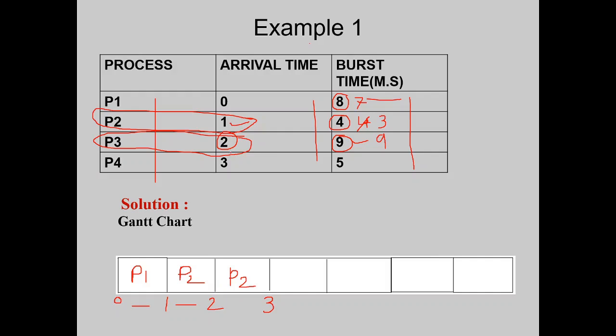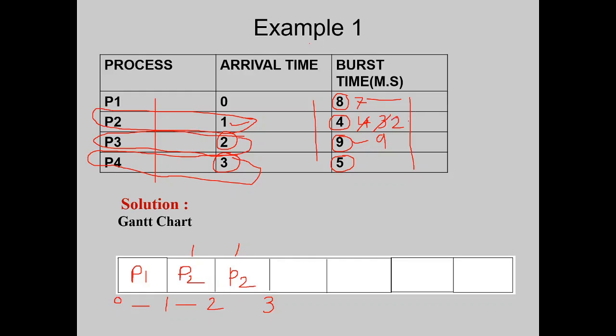Now you check out at unit 3. Another process has come here, process P4, and its burst time is how much? 5. Now process P2 has already completed one more unit. So 2 units are remaining here. You can see process P2 has completed here 1 unit and here 1 unit. So out of 4 it has completed 2 units and still 2 units are remaining.